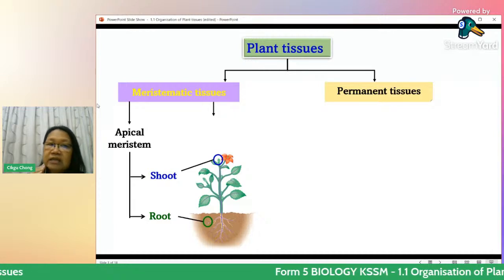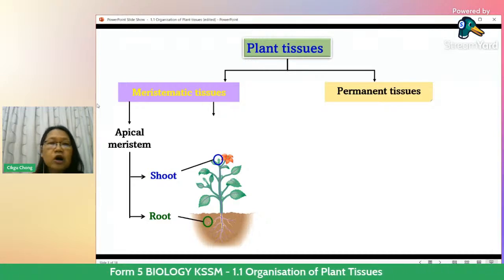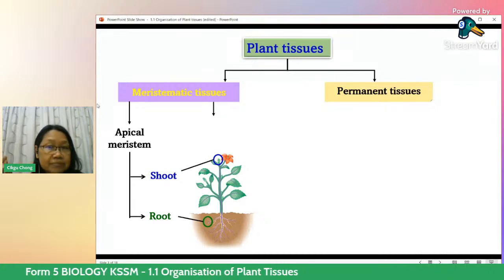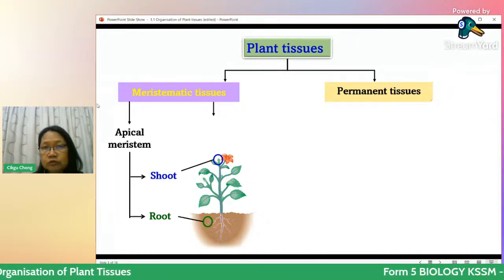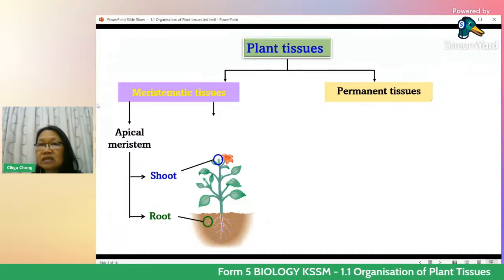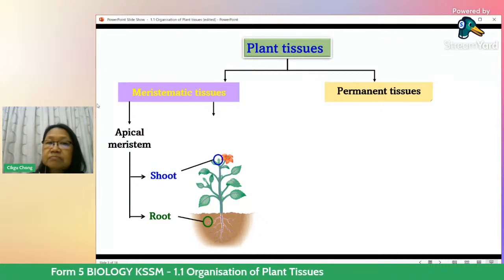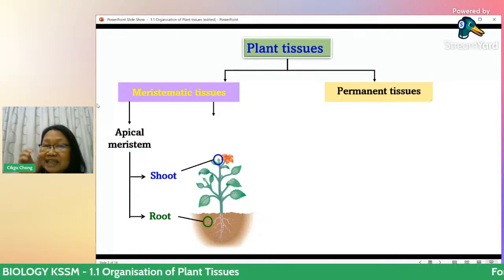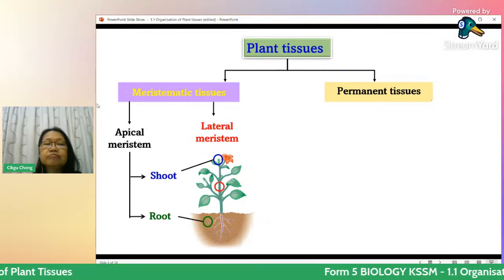Okay, so this is the apical meristem. They are found at the shoot and the root. Always remember this one refers to the tip at the ending, the tip of the shoot and the tip of the root. That's where they keep on dividing and increasing the number of cells so your plants can grow. Now the other meristematic tissue is found inside the stem, which we call the lateral meristem.